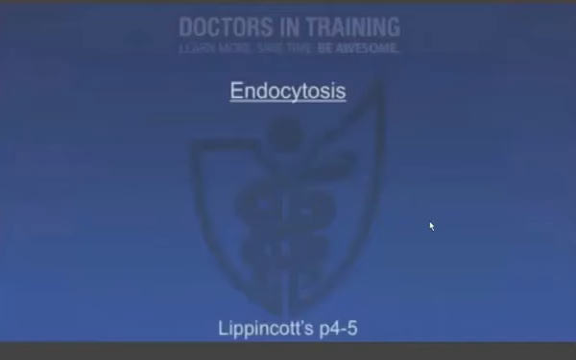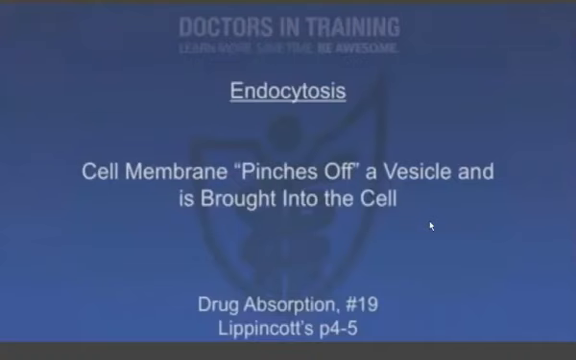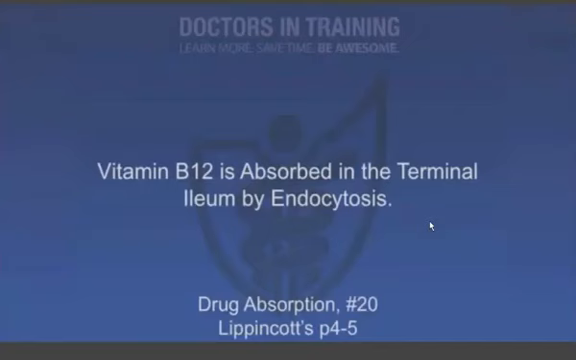A final method of absorption that's rarely used is endocytosis, and that's where you have a molecule that actually comes up against the cell membrane, and that cell membrane sort of pinches off a little vesicle around the drug and brings that drug into the cell. There's a good example of this. This is the way that vitamin B12 is absorbed in the gut, in the terminal ileum.